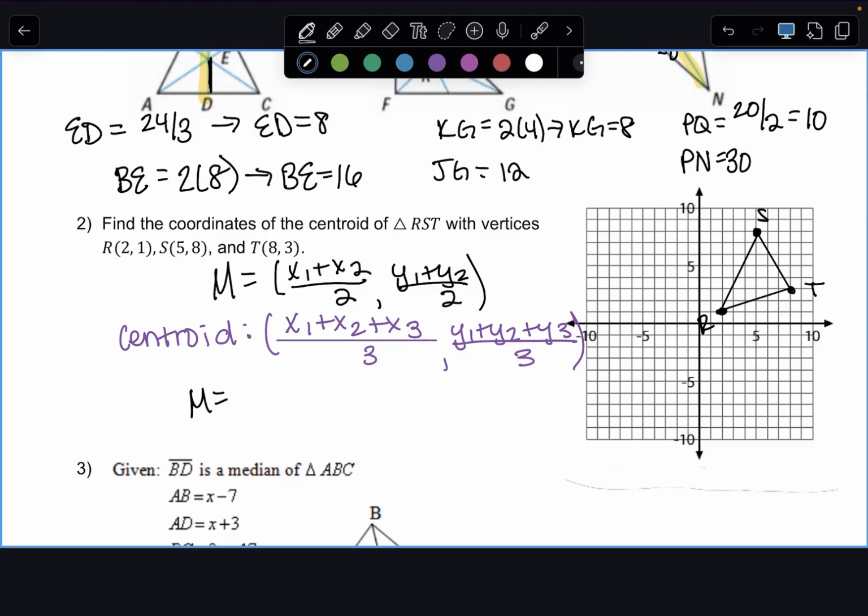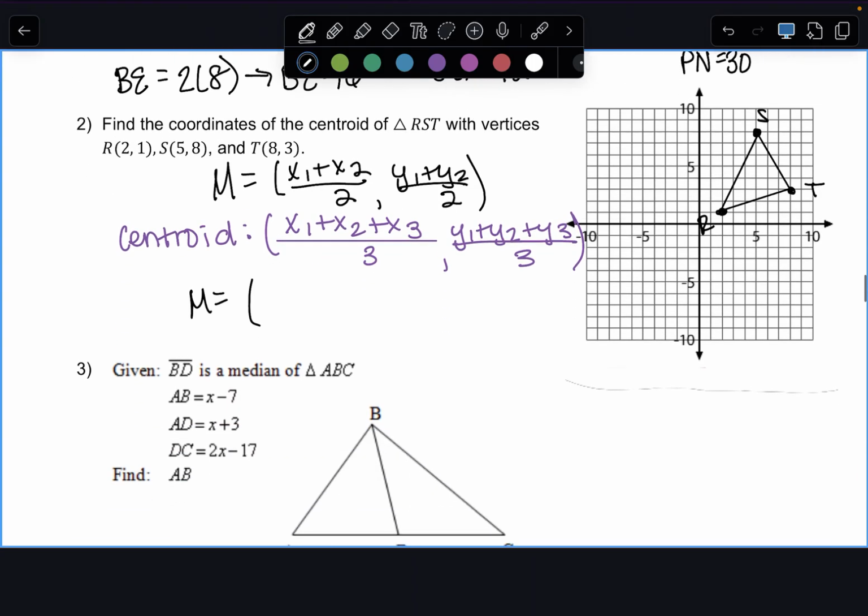So let's try that for this example. My x's, if I look, it is 2, 5, and 8 for all of my x coordinates. So I'll add those up and divide them by 3. And then my y coordinates are 1, 8, and 3. So I'll add those up and divide them by 3. Okay.